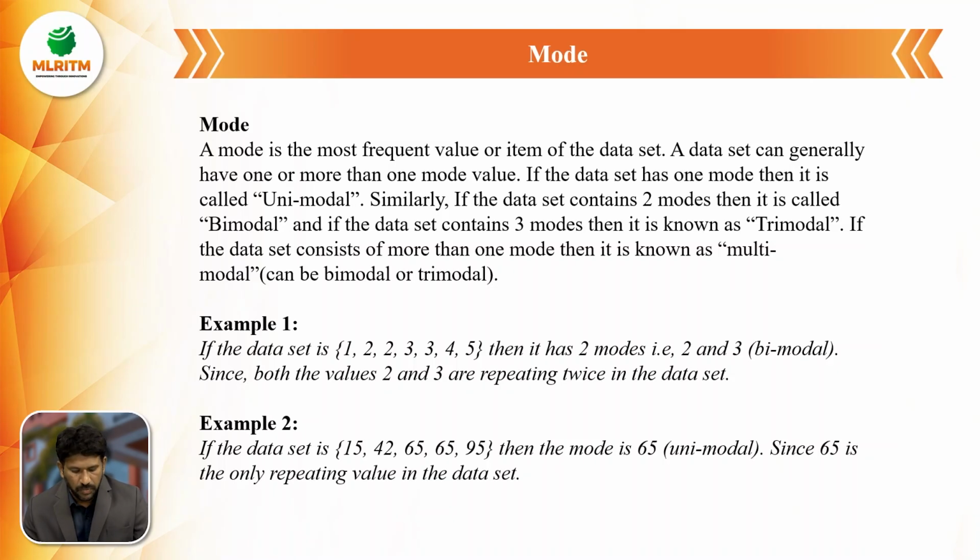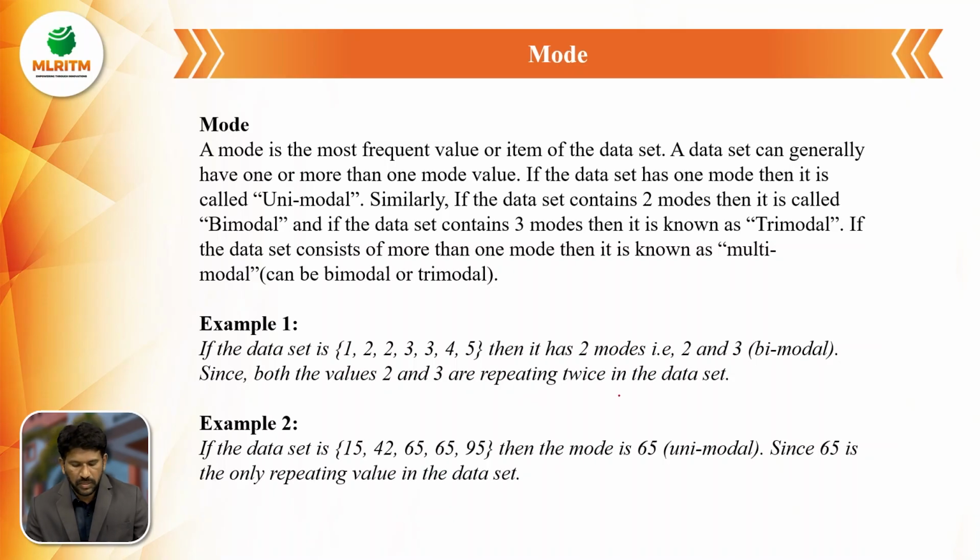Let's see the examples. The given data set is 1, 2, 2, 3, 3, 4, 4. Here 2 appears twice and 3 appears twice. So this is bimodal. Why? Because 2 is repeated two times and 3 is repeated two times. Since both the 2 and 3 values repeat twice in the data set, it is bimodal.